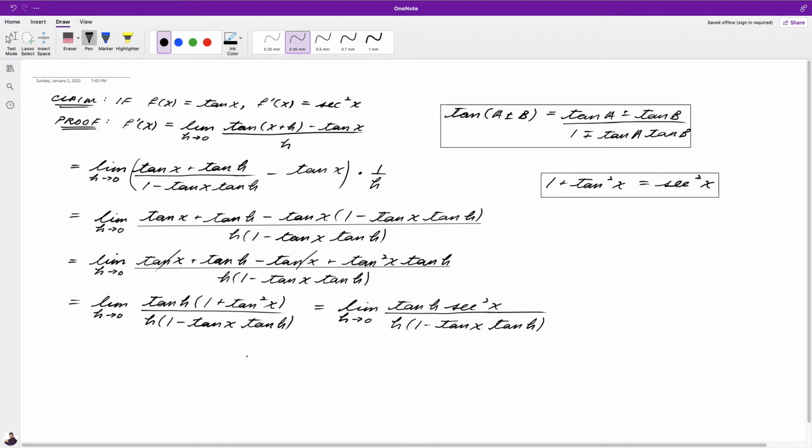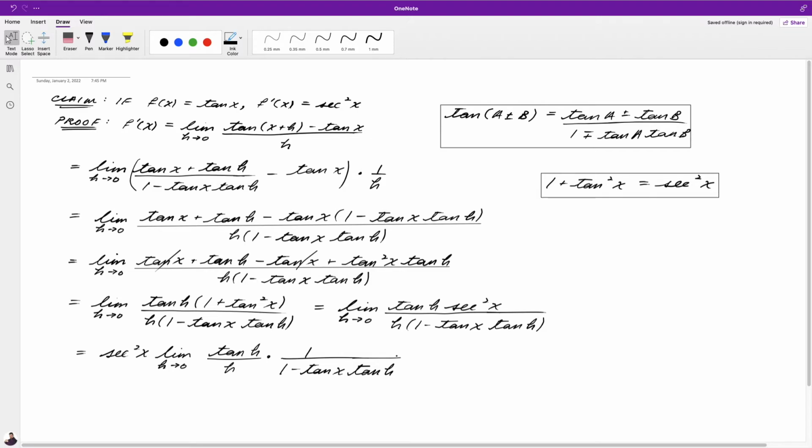Okay, so let's do that. We're going to have secant squared x come out, multiplied by the limit as h trends to 0 of tan h over h times 1 over, you'll see in a second why I'm doing this, 1 minus tan x tan h.